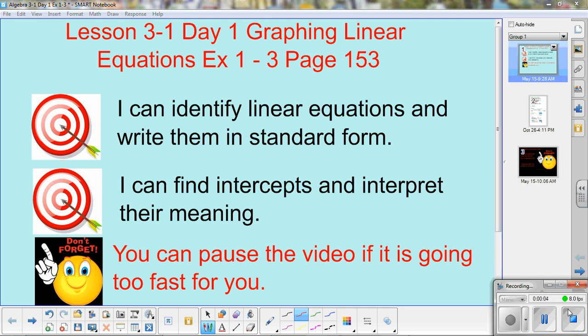In Lesson 3.1, Day 1, Examples 1 through 3, you are going to be identifying linear equations and writing them in standard form. You will also be finding intercepts and interpreting their meaning.